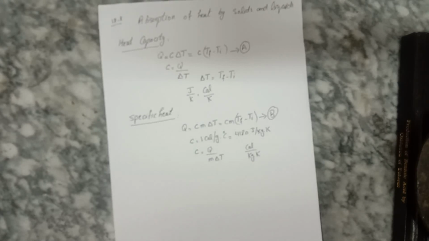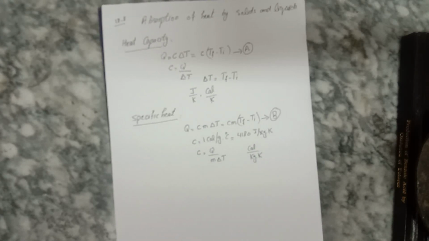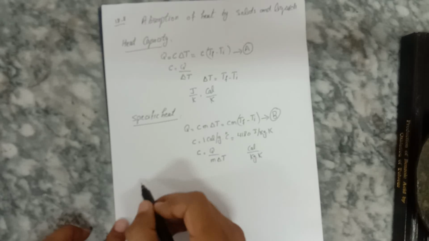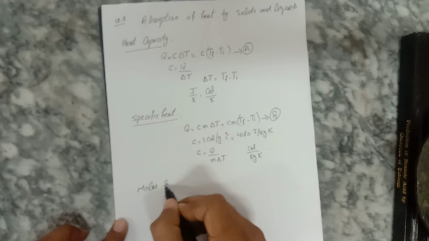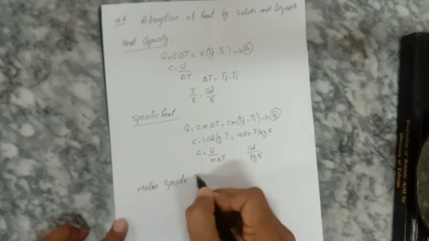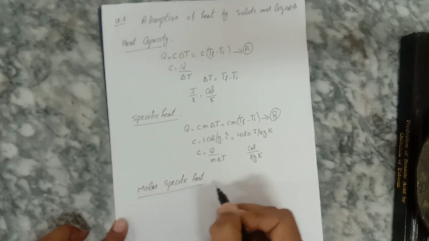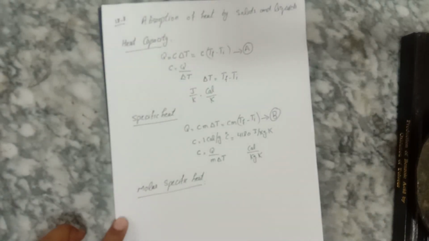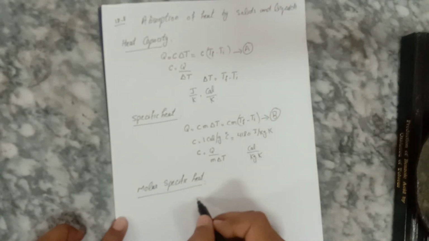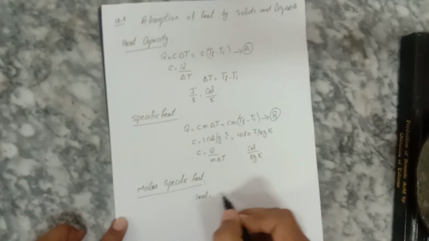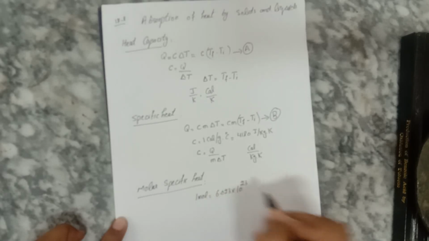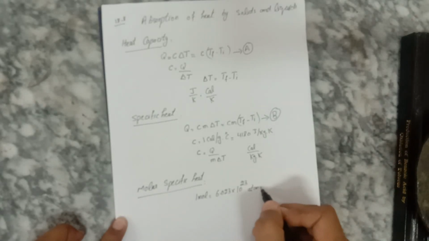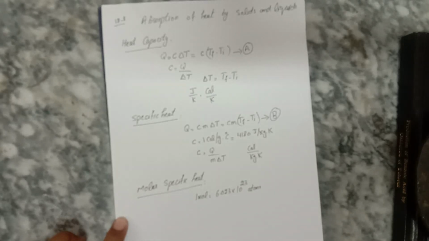Often it is convenient to represent the amount of substance in terms of number of moles. So to include this, we would have molar specific heat, and we know that 1 mole of a substance contains 6.023 times 10 raised to the power 23 atoms.